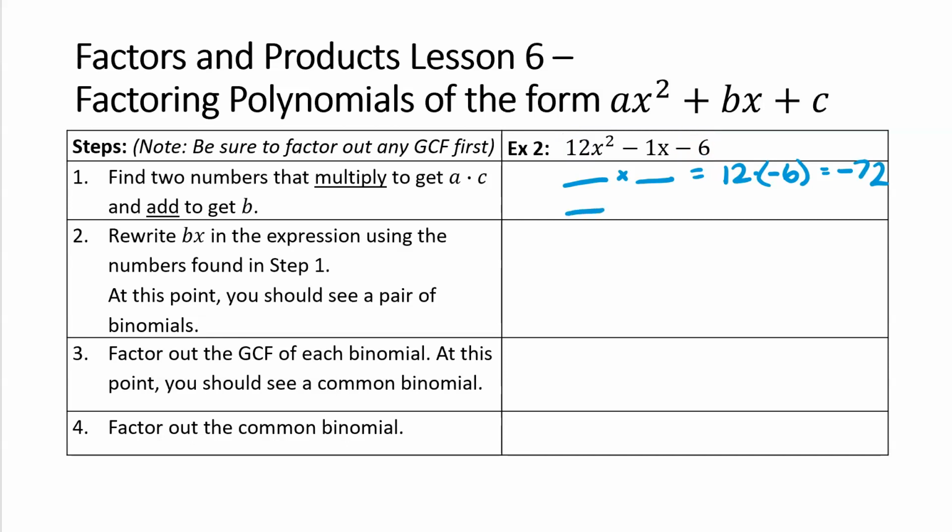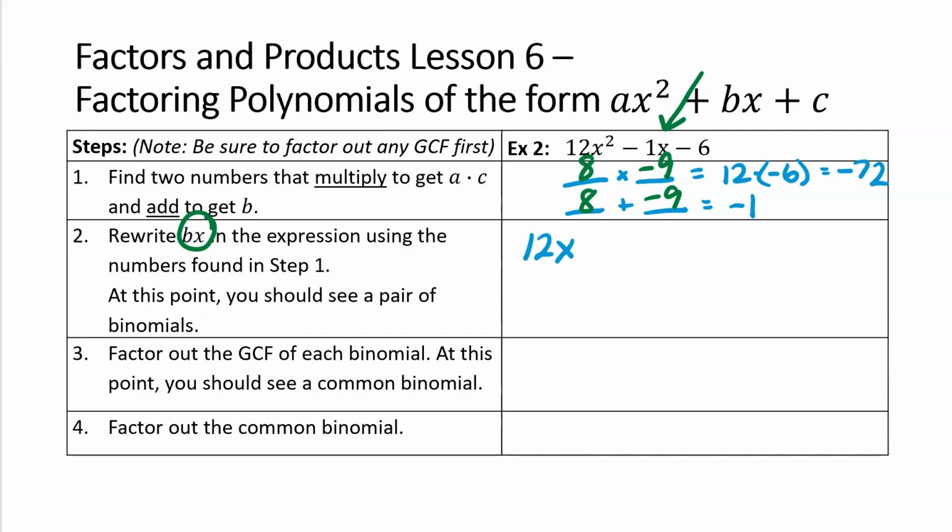And then those two numbers also must add to give you the middle term, the -1. We know 8 times 9 is 72, and then 8 times a negative 9 would be negative 72, while 8 plus a negative 9 equals negative 1. And remember, the point of those numbers is to rewrite the middle term. So we want to rewrite this negative 1x in our original expression.